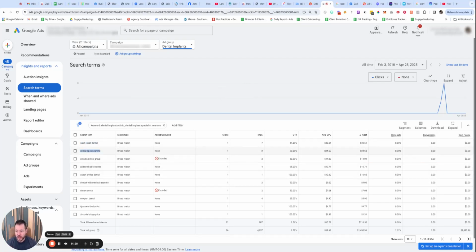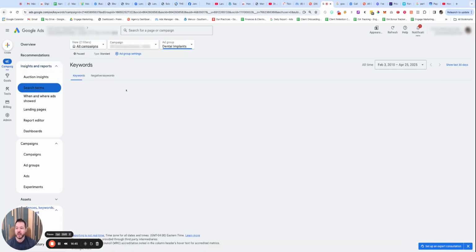West Coast Dental, dental open near me. That would be relevant if it was a general family practice, right? Since we're targeting dental implants, not necessarily relevant here. Arcadia Dental Group, Glidewell, Aspen, these are all, again, competitors. Okay, and we can see that we generated clicks on all these competitor listings. Those clicks were $30, $24, $15, $10, right? All those add up over time.